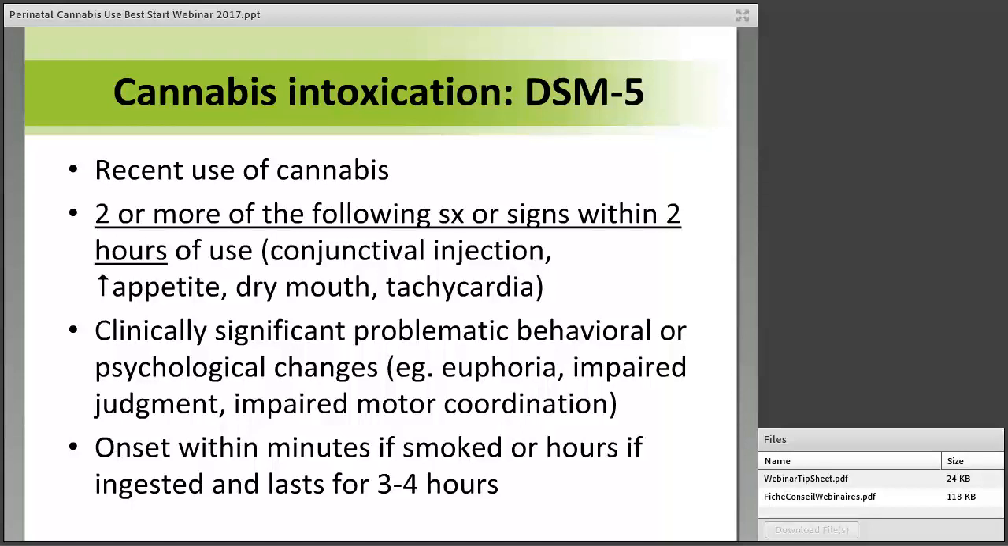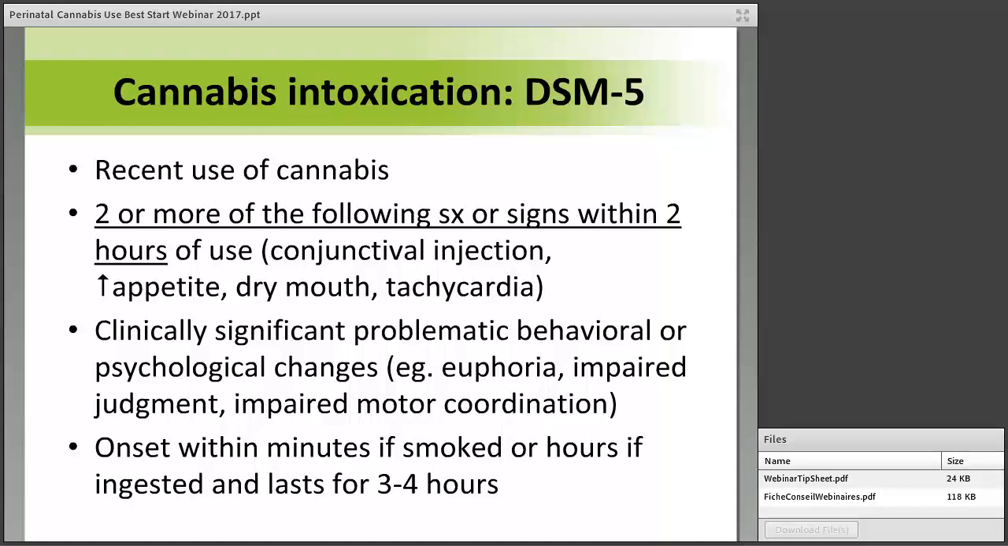So these include having recent use of cannabis, followed by 2 or more of the following symptoms or signs within 2 hours of use. So conjunctival injection means red eyes, increased appetite, dry mouth, or a fast heart rate. They also have to have clinically significant problematic behavior or psychological changes as well. And if they're smoked, they will get this effect within minutes. However, if they're ingesting cannabis, they usually will get intoxication maybe 3 to 4 hours later.